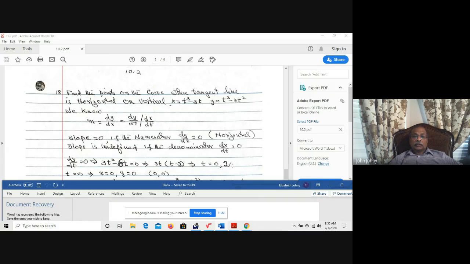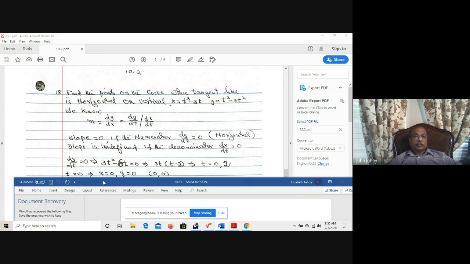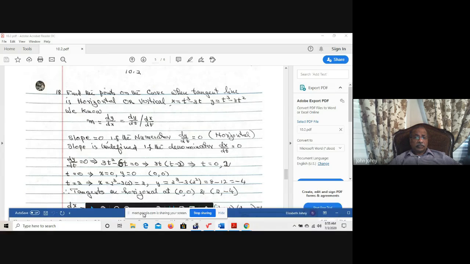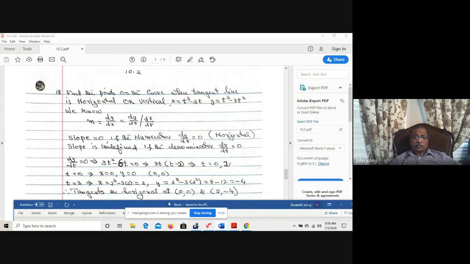So t is equal to 0 or t is equal to 2. T is equal to 0 means x is equal to 0, y is equal to 0. You substitute t is equal to 0 here. X is equal to 0 cubed minus 3 times 0. Y is equal to 0 cubed minus 3 times 0 square. So that is 0. So the point is 0, 0. When t is equal to 2, you substitute t is equal to 2 here. It is going to be 8 minus 6, which is 2. And y, you simplify, y will be negative 4. So tangents are horizontal at 0, 0 and 2, negative 4.